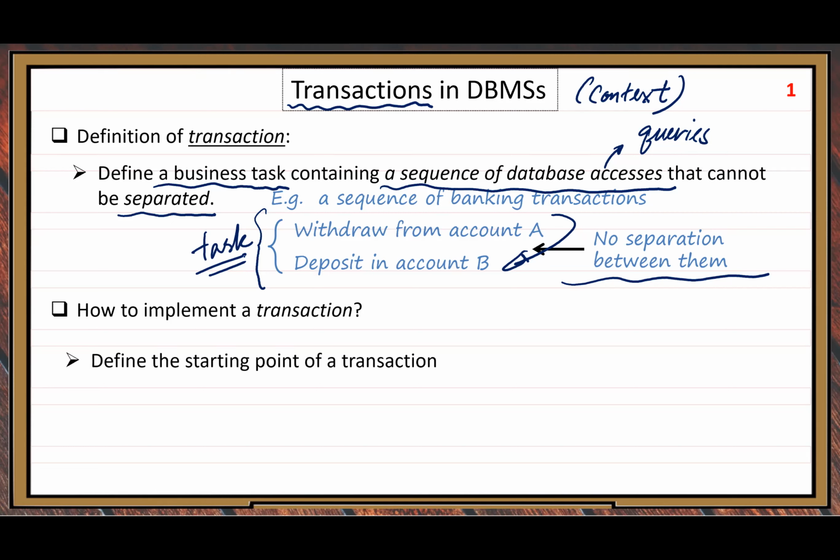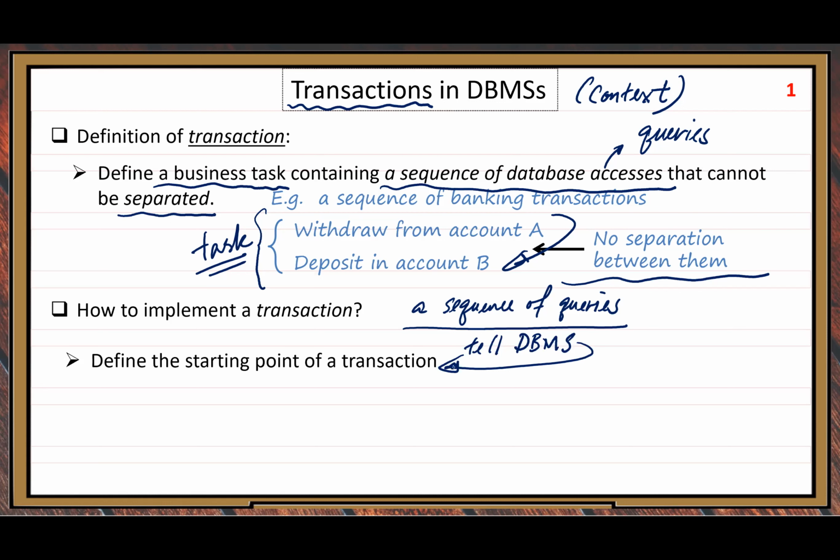First, the first step, define a starting point of a transaction. You have a sequence of queries, but we do not know starting from which one is the starting point of our DBMS transaction. So you need to tell DBMS the starting point.